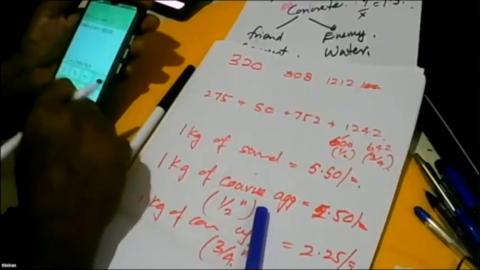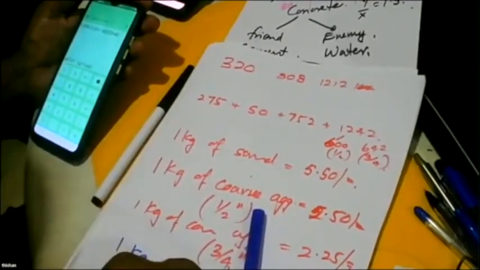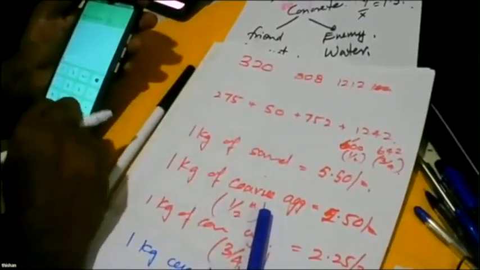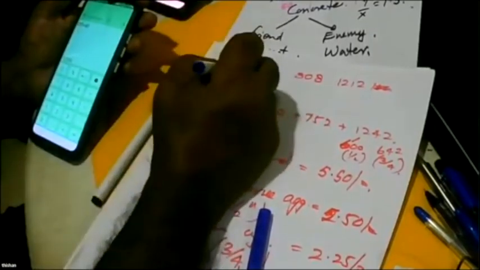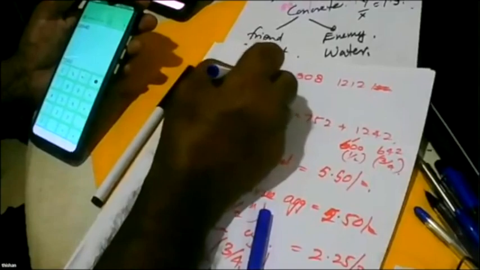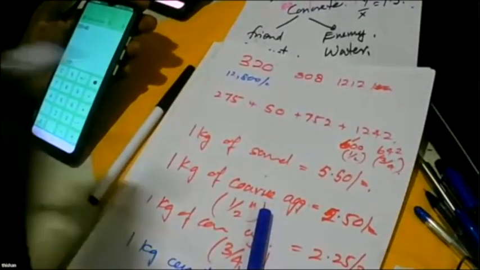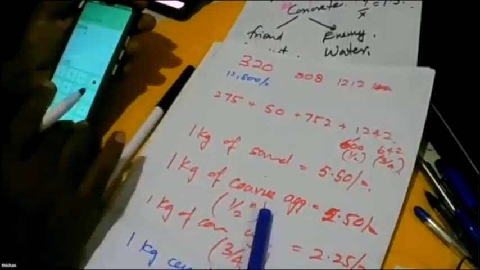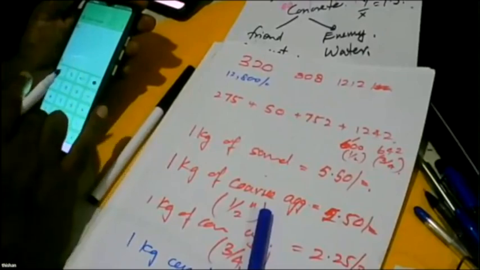320 multiplied by 40. 1 kilogram of cement is 40 rupees. So you get 320 multiplied by 40, 12,800. Now you can see why concrete is so expensive these days. Supply to the yard or supply to the site.